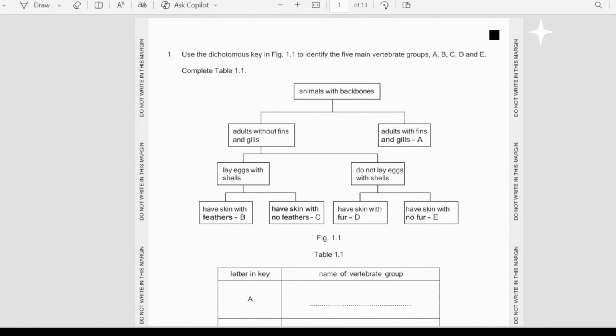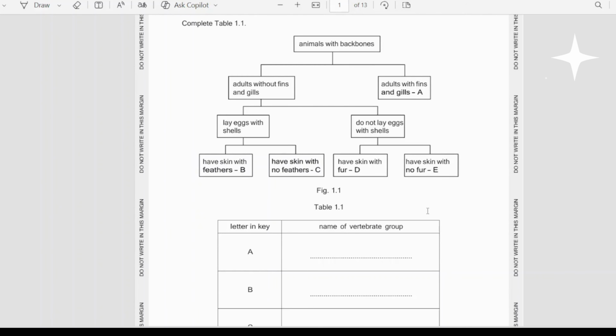So you have to identify which class of vertebrates this is. There are five classes of vertebrates. Can you name them? Fish, birds, and us. What about us? Mammals. Okay. So let's identify.